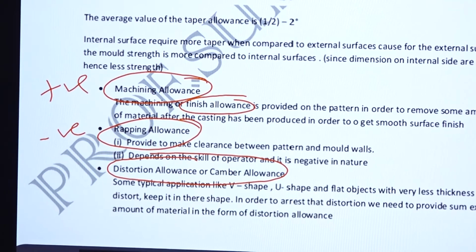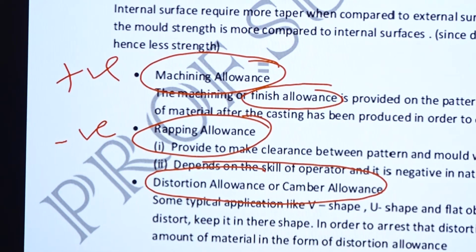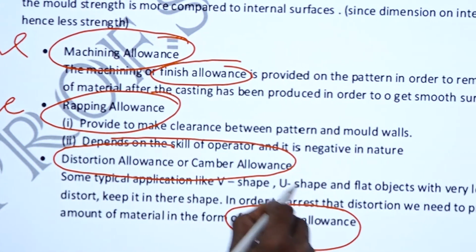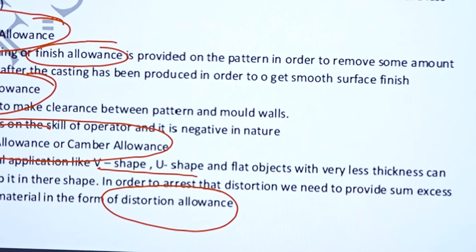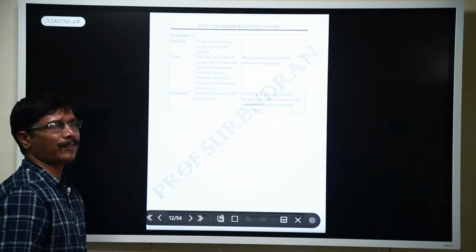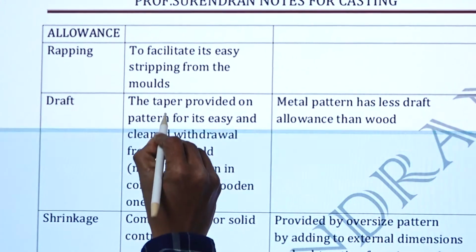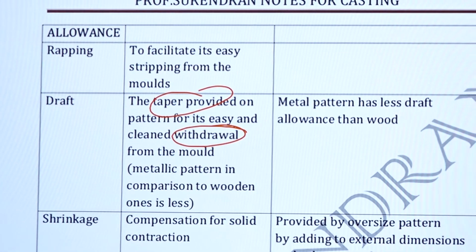And distortion allowance: for U shape, V shape like objects, some excess amount of material is provided in the form of distortion allowance. So it is particularly for U shape, V shape and flat objects that this distortion allowance will be provided. Draft allowance is the taper provided for easy withdrawal. So that allowance is called draft allowance.